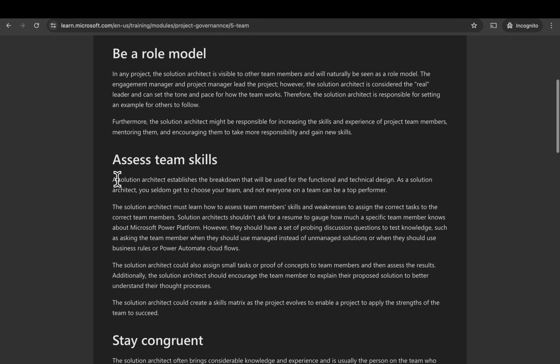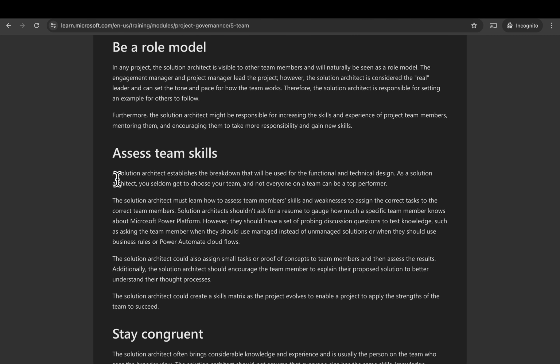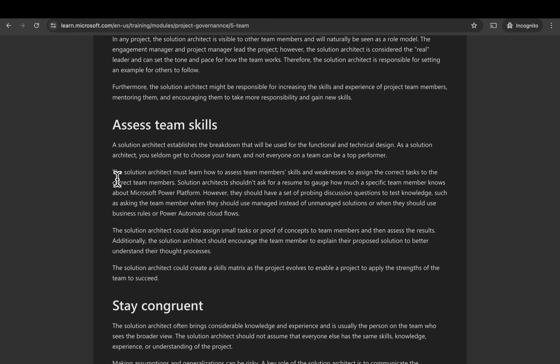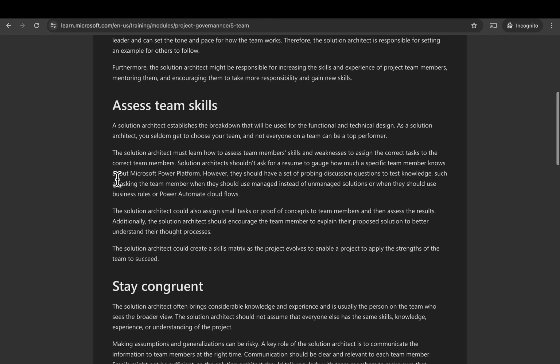In any project, the solution architect is visible to other team members and will naturally be seen as a role model. The engagement manager and project manager lead the project. However, the solution architect is considered the real leader and can set the tone and pace for how the team works. Therefore, the solution architect is responsible for setting an example for others to follow. Furthermore, the solution architect might be responsible for increasing the skills and experience of project team members, mentoring them and encouraging them to take more responsibility and gain new skills.